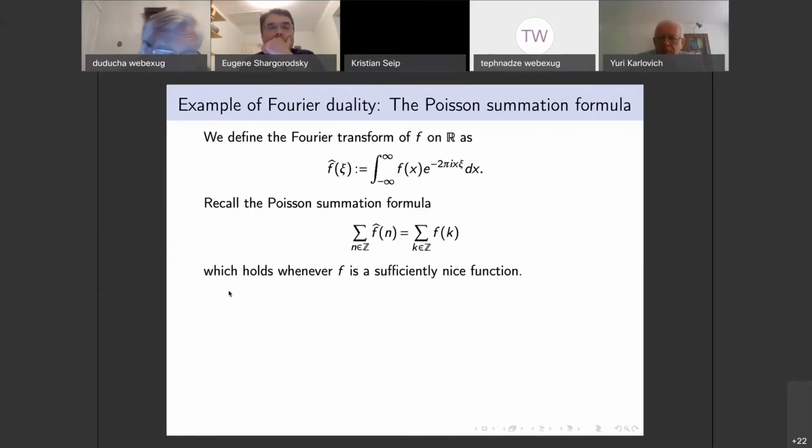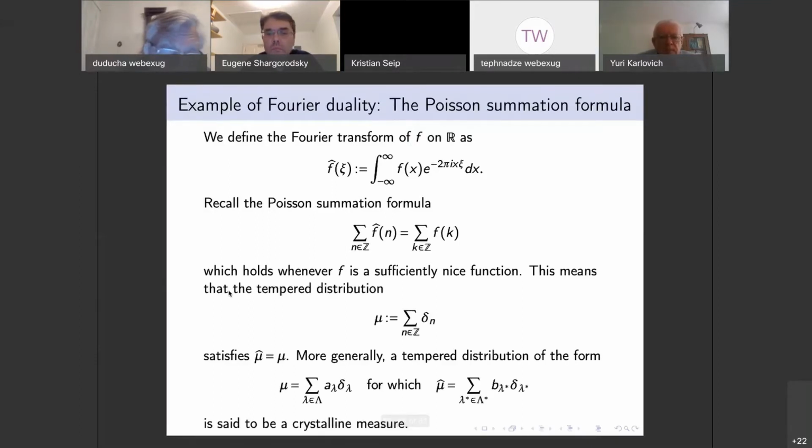I start with something to get you in the right mood here. Something very classical. I remind you of the Poisson summation formula, which expresses a kind of Fourier duality related to what we will speak about. We have the usual Fourier transform defined in this way, and we all know that we have this beautiful Poisson summation formula that relates the values of the function at the integers with the values of the Fourier transform at the integers, for sufficiently nice functions.